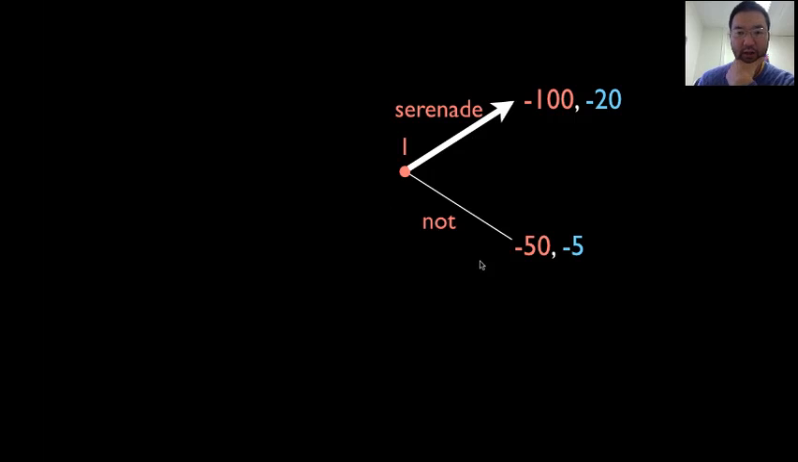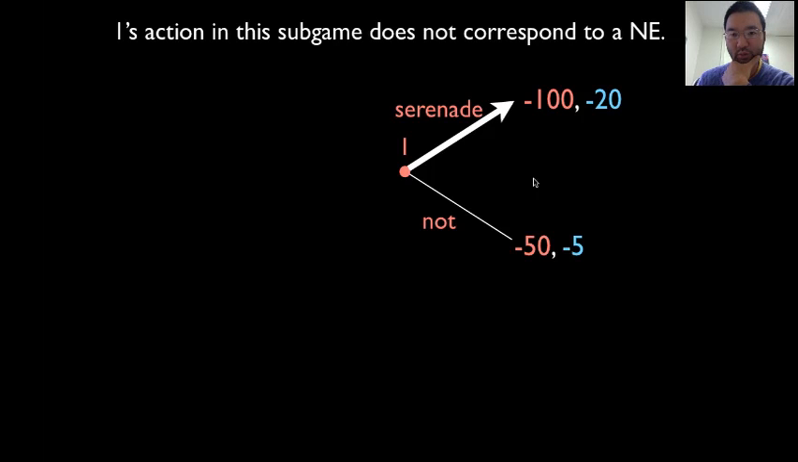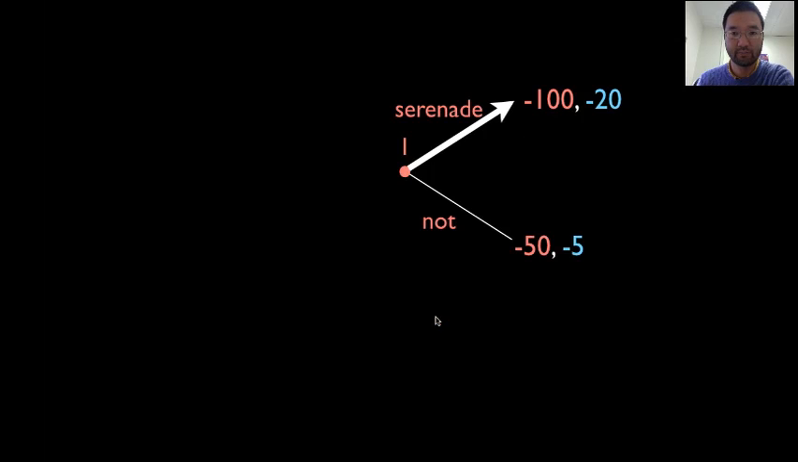Okay, well, I think the answer is no, because 1 is choosing -100 over -50. It's not a Nash equilibrium. In other words, 1 threatening to serenade is not credible, right? 1 doesn't want to actually serenade. If we came to that point, 1 would rather choose the minus 50 over minus 100. So this does not correspond to Nash equilibrium.